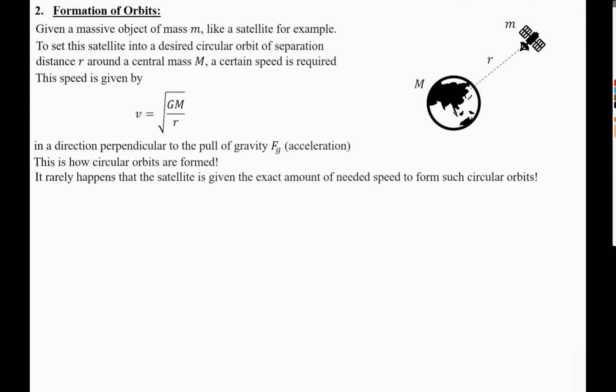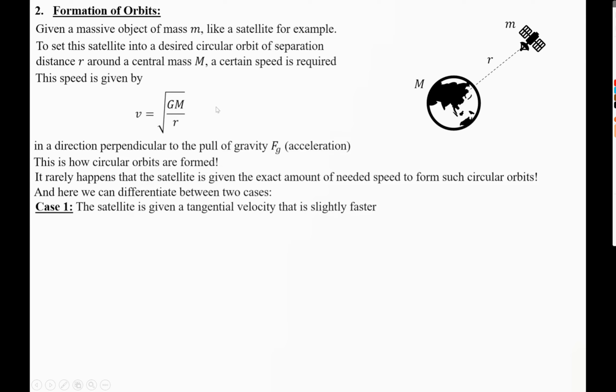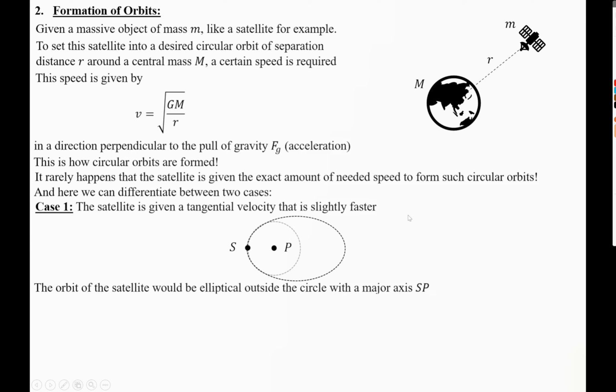But the thing is that it rarely happens that the satellite is given the exact amount of needed speed to form such circular orbits. If you think about it, it's very challenging to calculate this V and to inject to the satellite this amount of speed. And here we can differentiate between two cases. The first case: we're assuming that we're already giving a tangential velocity, but the amount of speed is greater. The satellite is given a tangential velocity that's slightly faster.